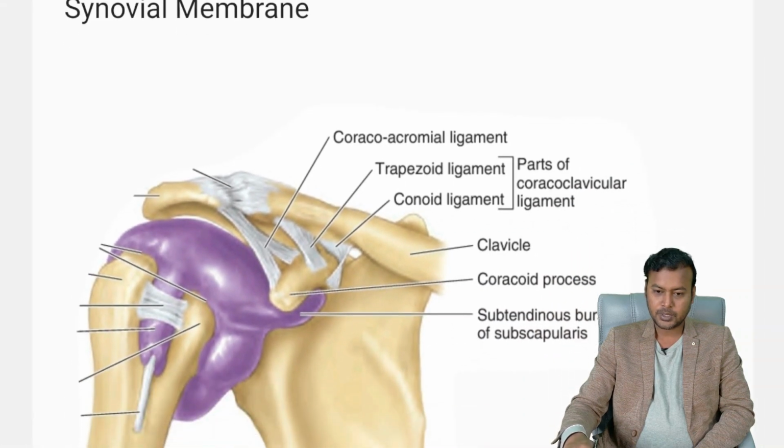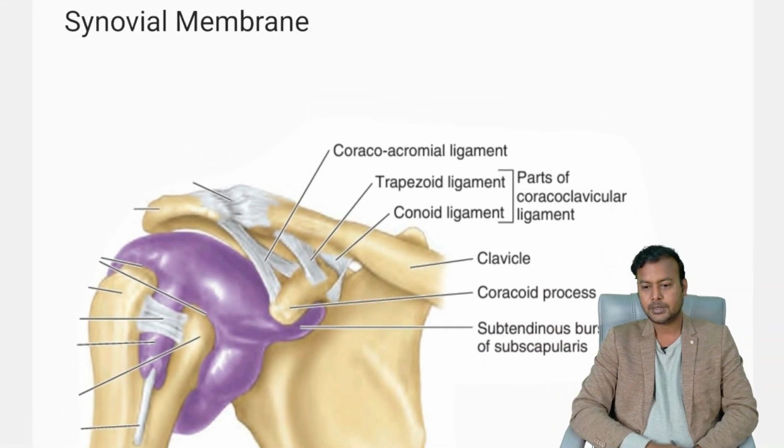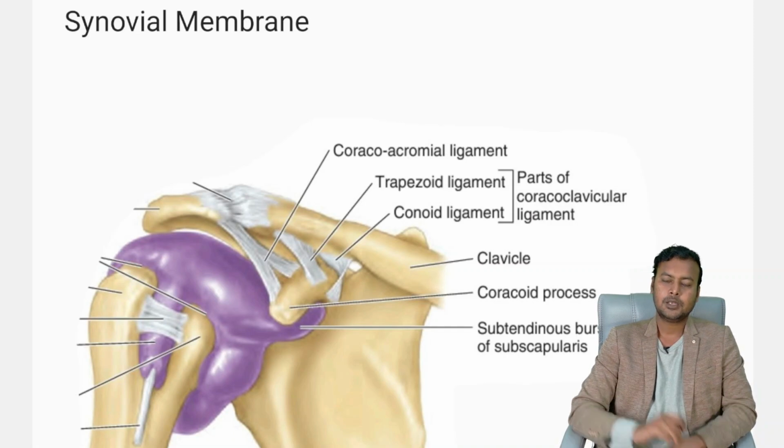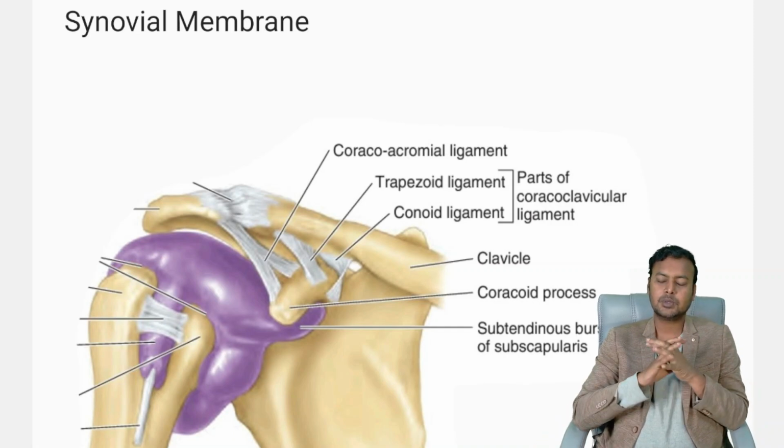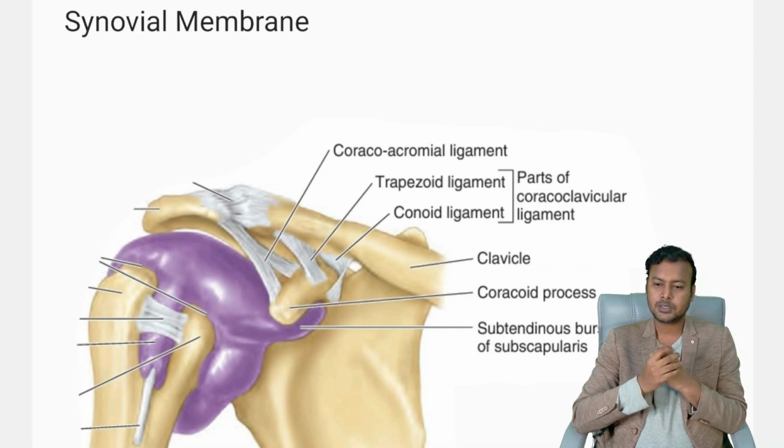Now moving to the next important topic, that is the synovial membrane. Now, students, once we have discussed the fibrous capsule of the shoulder joint, now let's discuss what's inside this fibrous capsule. So the inner lining of the fibrous capsule consists of the synovial membrane.